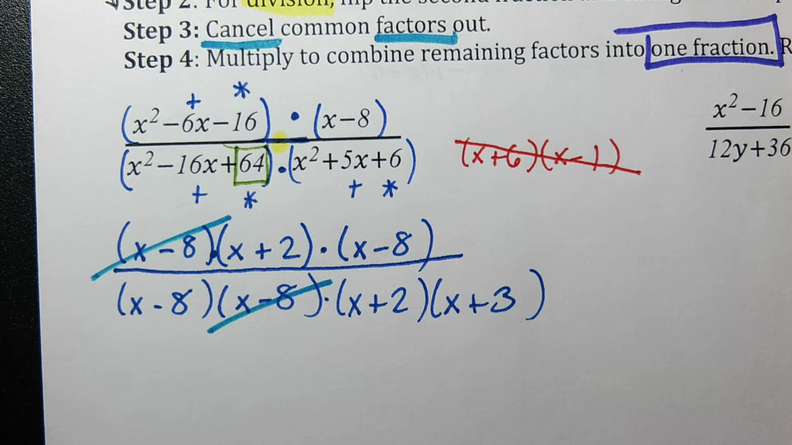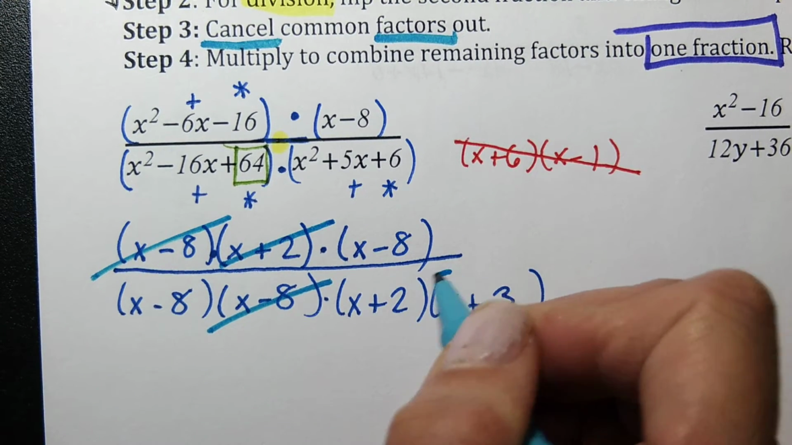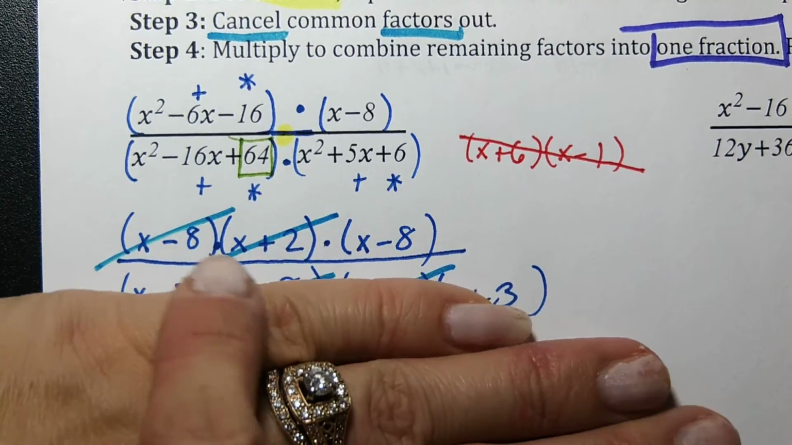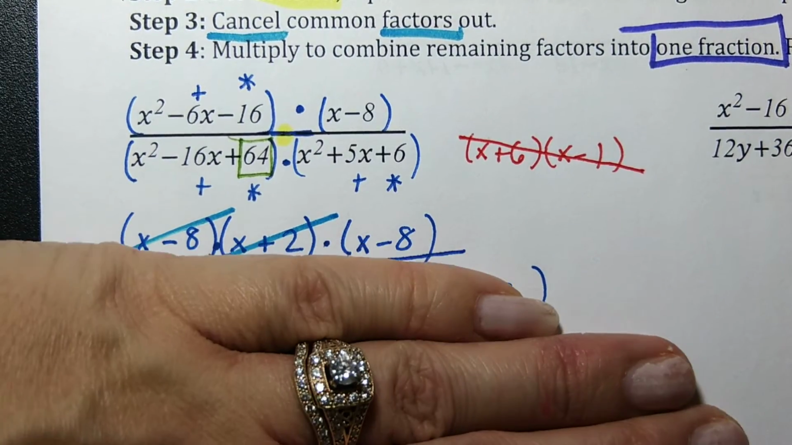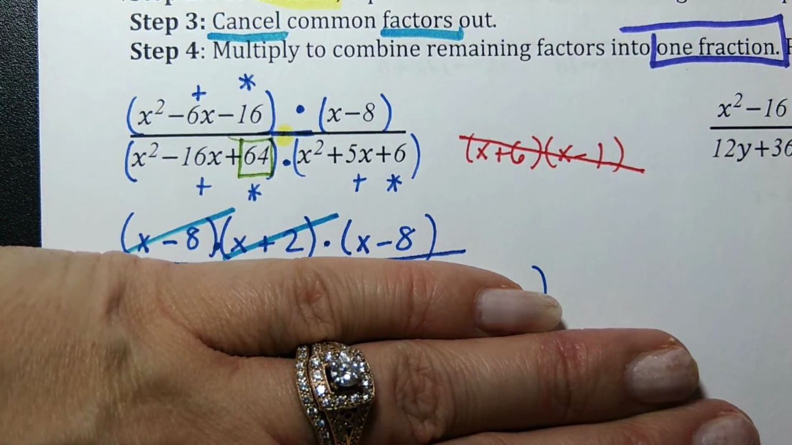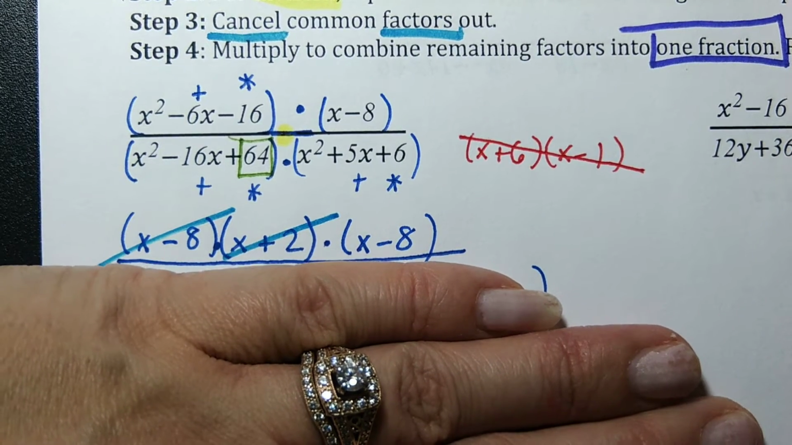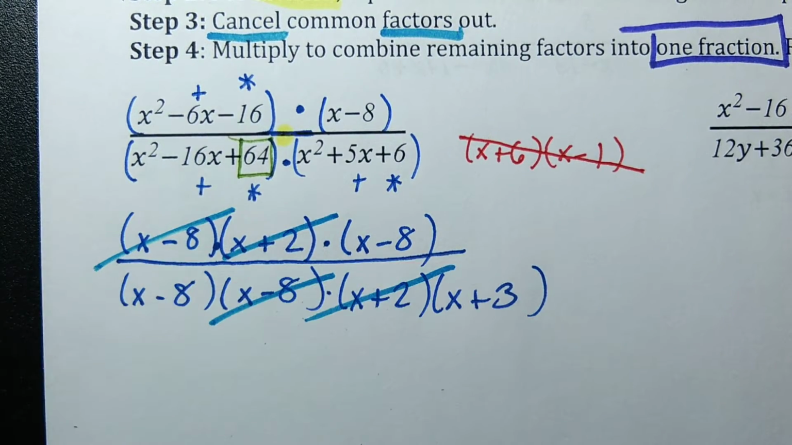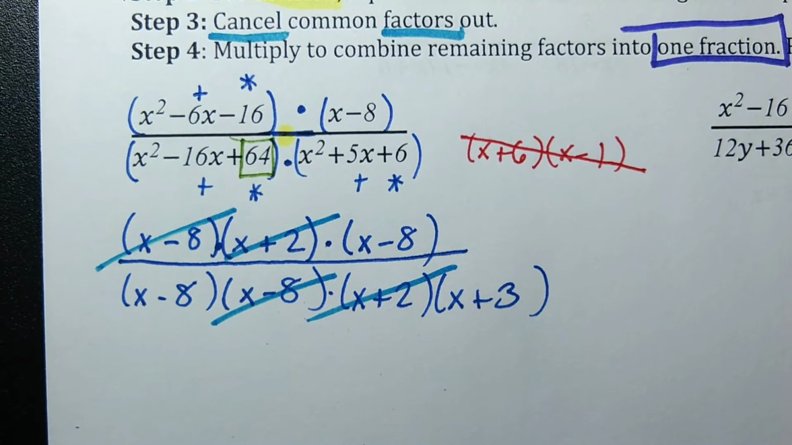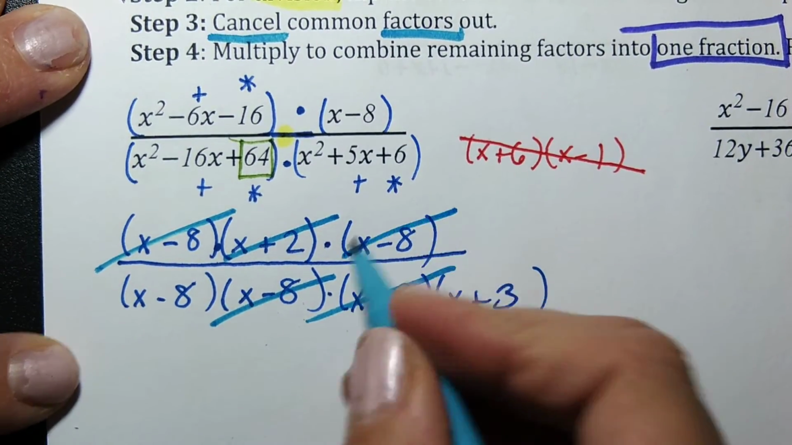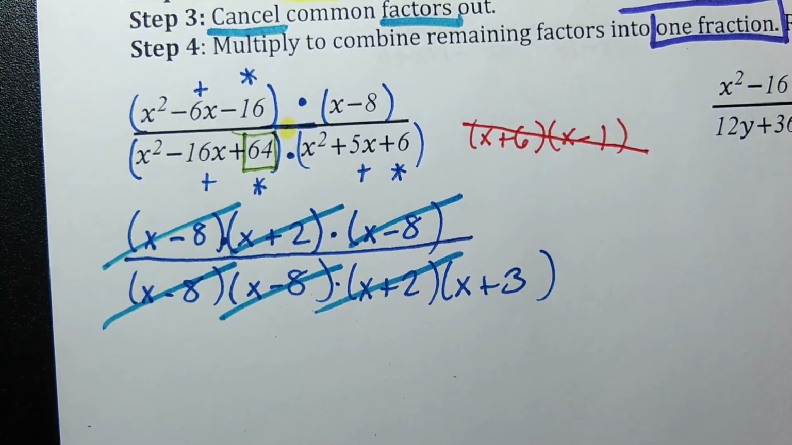What else can I cross off? X plus 2, with that x plus 2 on the bottom. Now, could I have crossed off the x minus 8 with that x minus 8 on the top? No, we're only crossing off tops with bottoms because that's what gives me 1 in the fraction and simplifies it. But we can take that x minus 8 out with that other x minus 8.